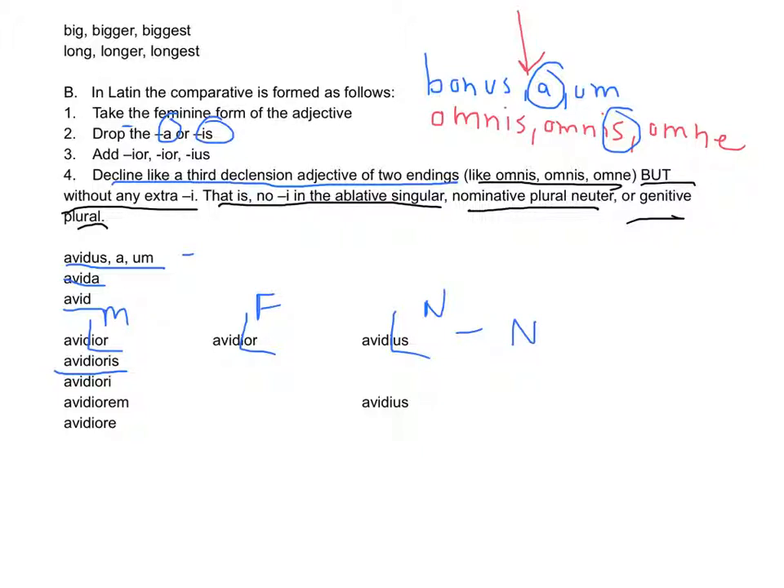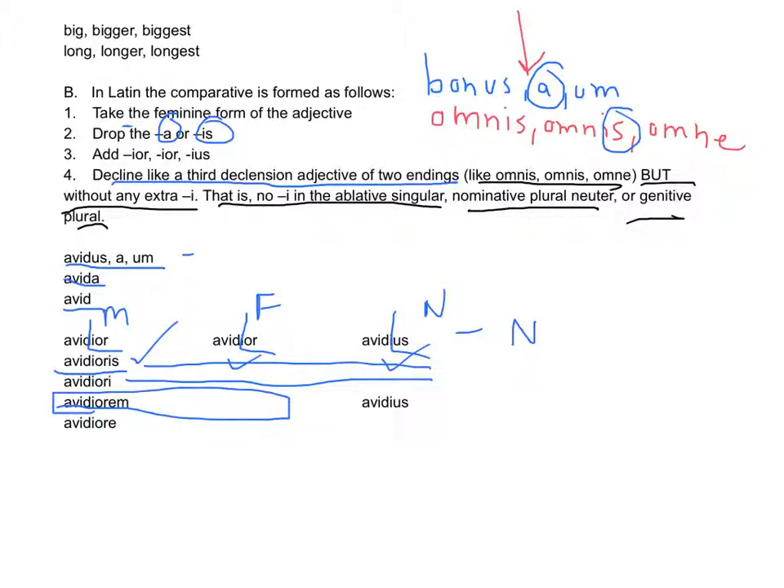So it's avidioris, avidioris again, and avidioris again, all of them the same. That's why I didn't write them out three times. The dative is avidiori for all three genders. The accusative for the masculine and feminine is avidiorem, but of course the accusative for the neuter looks exactly the same as the nominative. Then the ablative singular, as I mentioned before, does not have an I. It's avidiore, avidiore, avidiore with an E at the end every single time. That's what the singular looks like for the comparative adjective.